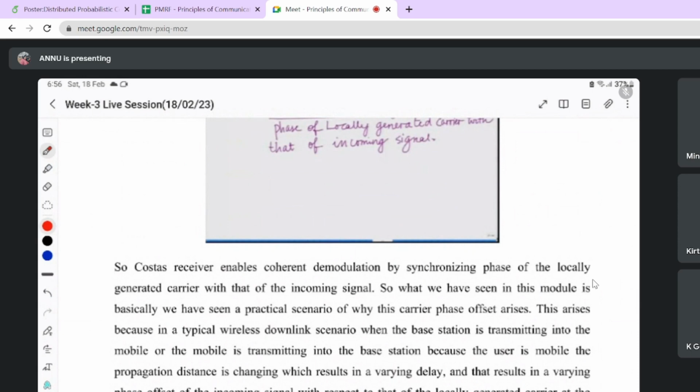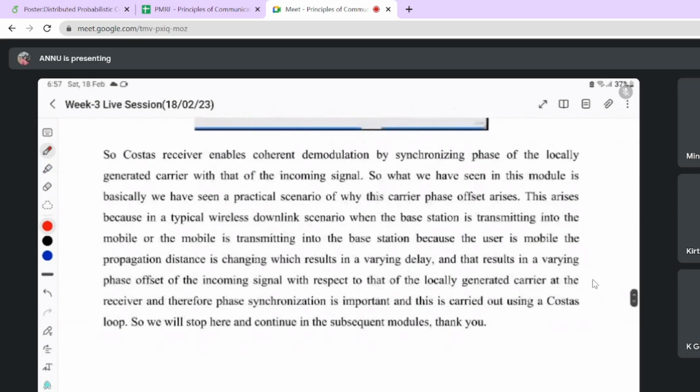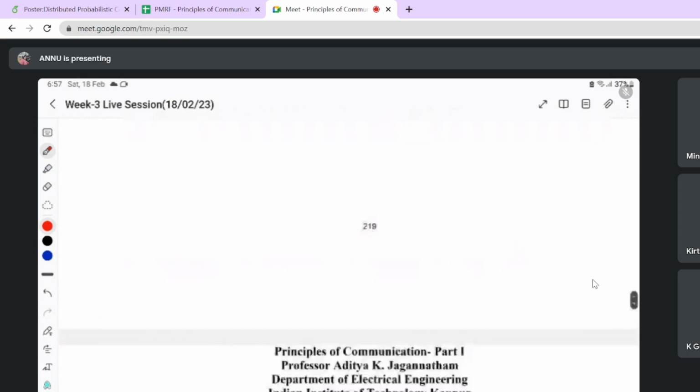This arises because in a typical wireless downlink scenario, when the base station is transmitting to the mobile, or the mobile is transmitting to the base station, because the user is mobile, the propagation distance is changing, which results in a varying delay, as we saw, and that also results in a varying velocity, and that results in a phase offset of the incoming signal with respect to the locally generated carrier at the receiver. We will stop here and continue in the subsequent modules.